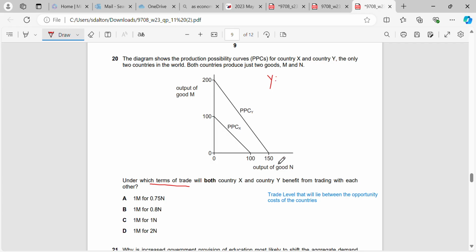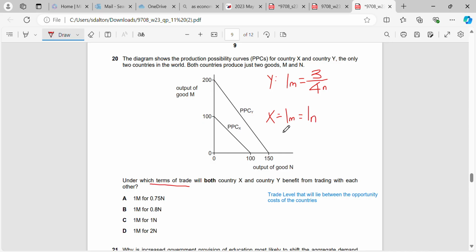So we're only looking at M, right? What 1M gives. For country Y, the opportunity cost of making 1M is going to be 3/4 or 0.75, right? 3/4 of N. For country X, the opportunity cost of making 1M is going to be 1N. Okay, so now we're looking for a terms of trade agreement that lies between this.